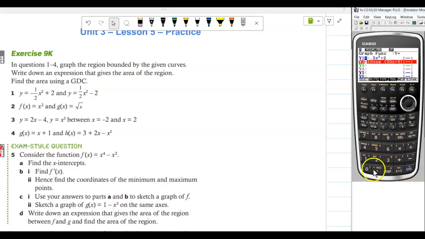Graph the other one. 0.5 x square minus 2. It's not the same thing, there's a sign difference. Minus 2. View window standard. So this is the graph you got.